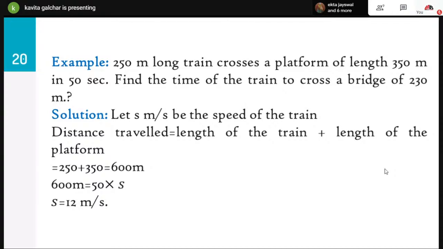speed of the train. Ma'am, I'm voicing out of you. Voicing out? No. Thodi slow aa rahi hai, properly audible nahi hai. Okay.